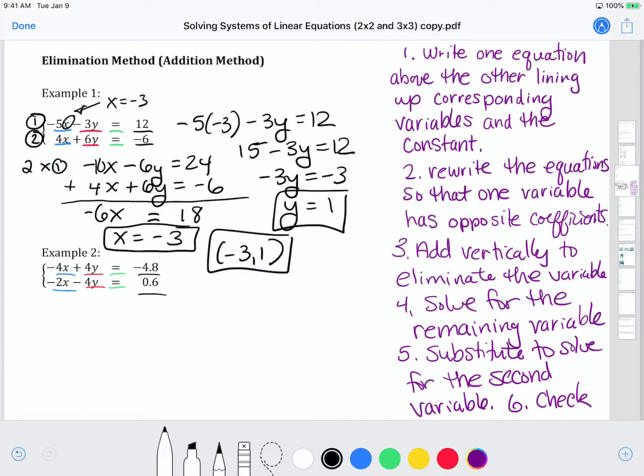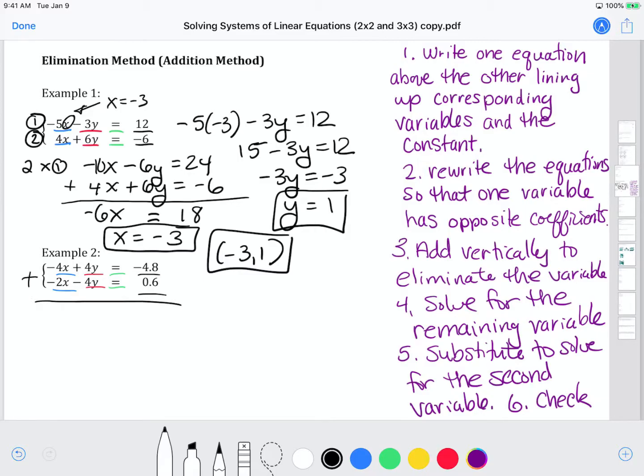And if you notice, in step number 2, it says rewrite the equation so that one variable has opposite coefficients. This step is also completed for us because I have +4y and a -4y. Those already have opposite coefficients, so I'm good there. I can skip step 2 as well. So I'm going to go straight to step 3 and add vertically.